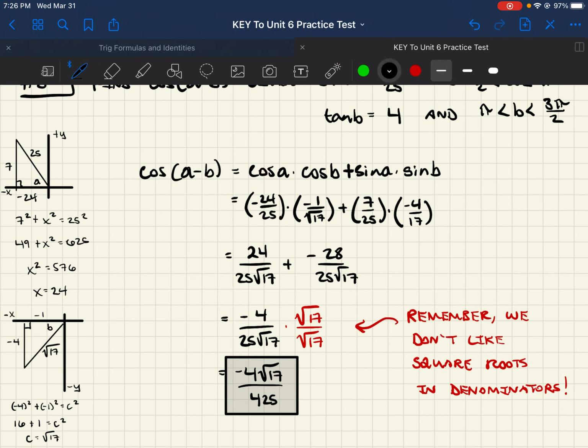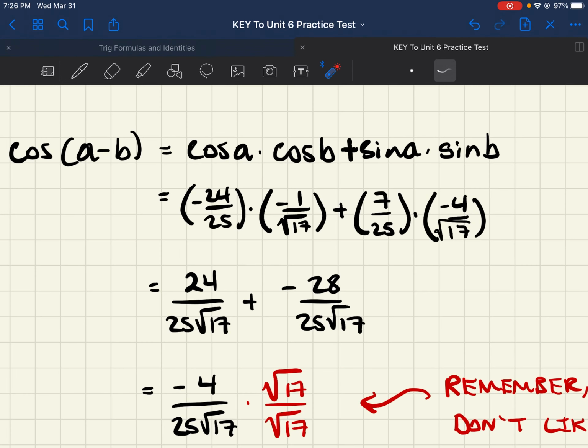And there's a little typo. Let's fix this real quick. It should be square root of 17 right there. Okay. Now let's multiply and simplify. Negative 24/25 times negative 1 over root 17, that's a double negative.